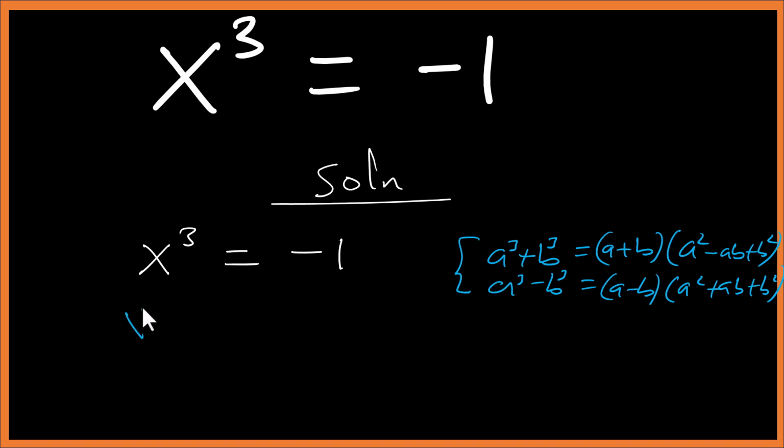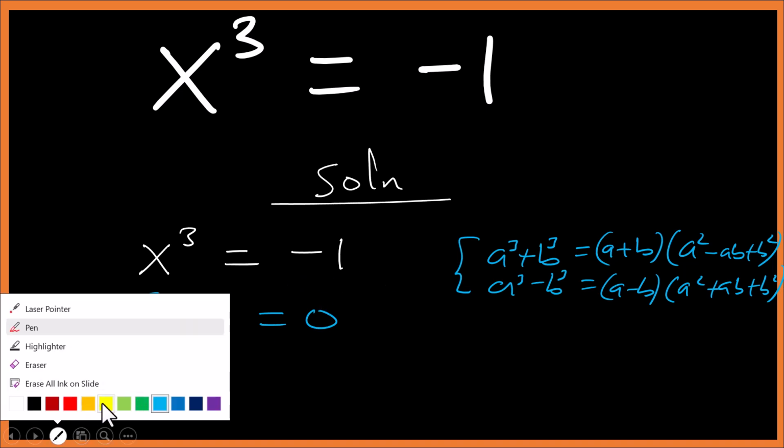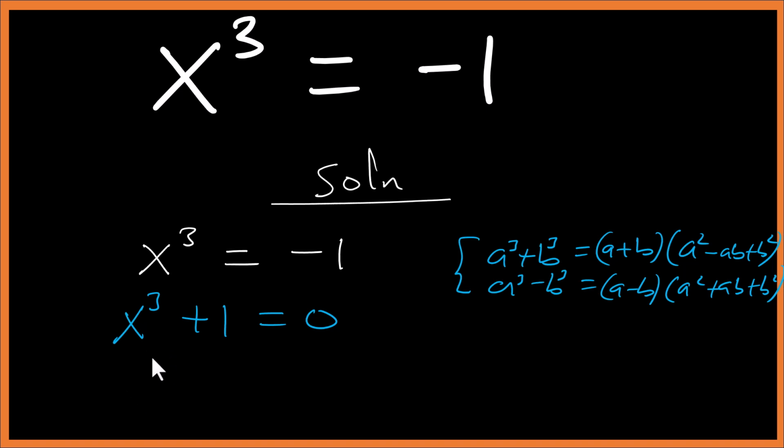Okay, now let's write this one as x cubed plus 1 equals 0, by adding 1 to both sides of the equation. Now from here, we can write this as x cubed plus 1 cubed. Remember, 1 cubed still remains as 1, so I've done nothing. So x cubed plus 1 cubed equals 0.